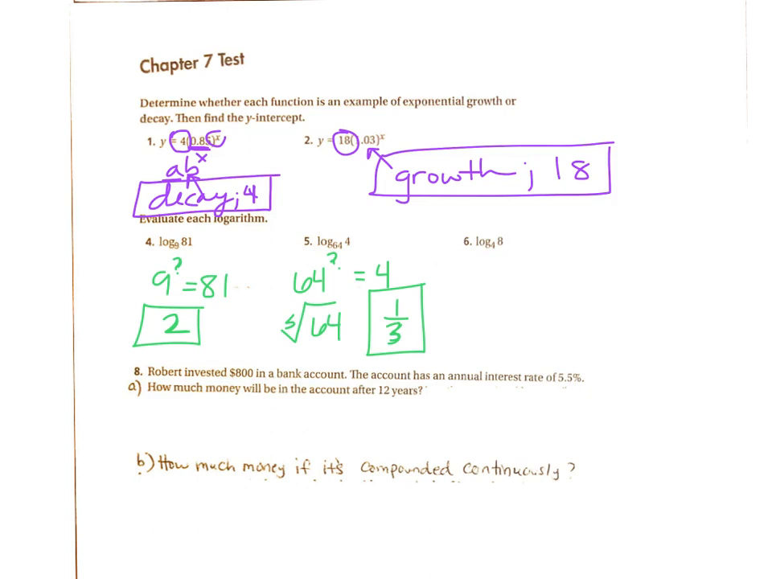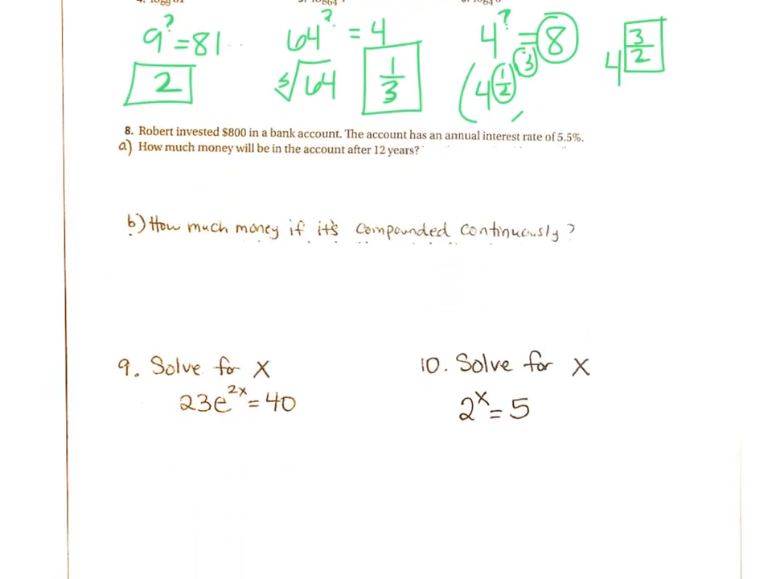Okay, now this one's probably the trickiest. We're saying 4 to what power equals 8? So if you think about this, if we square root 4, we would get 2. So that's 4 to the 1/2 power. But that's going to get me 2, and I need 8. So then I need to cube that, essentially. 3 times 1/2 would be 4 to the 3/2 power. So that's our answer. 4 to the 3/2 power is going to get us 8. Okay. All right, next one.